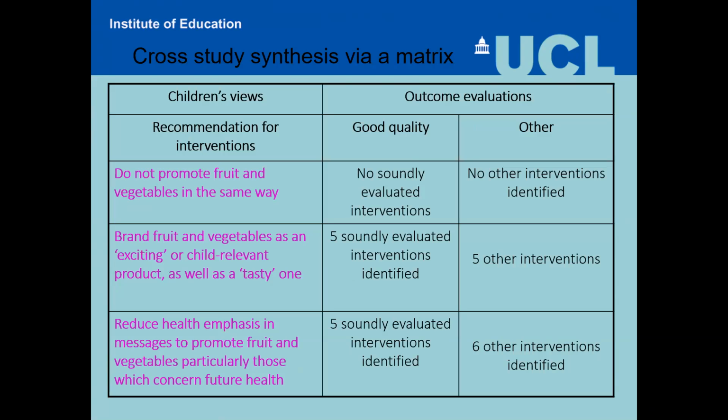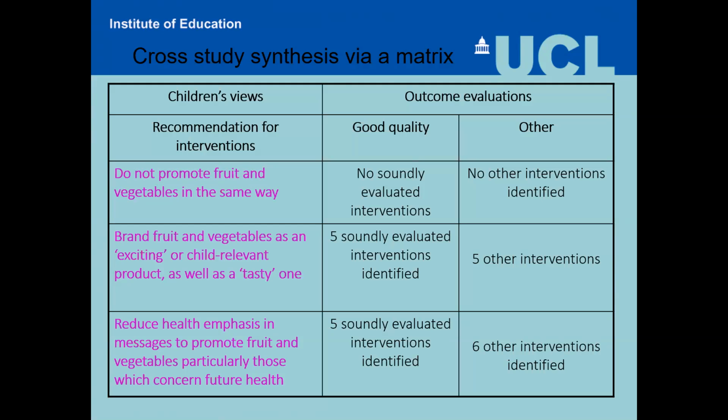those recommendations. So, for example, one of the findings was that whilst children were very keen on fruit because it's sweet and tasty, they didn't feel quite the same about broccoli. And so one of our recommendations was to promote fruit and vegetables separately rather than in the same way. And we looked across the interventions to see if any interventions had done that, but actually all of the interventions we'd identified lumped fruit and vegetables together.